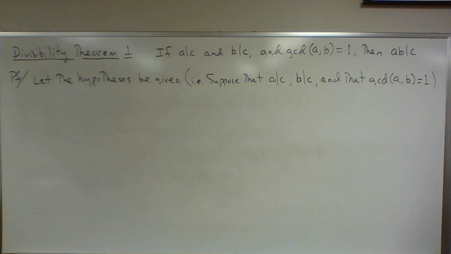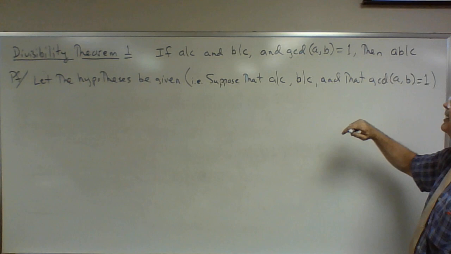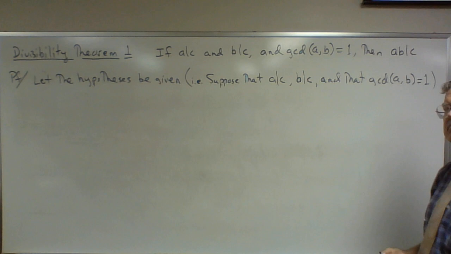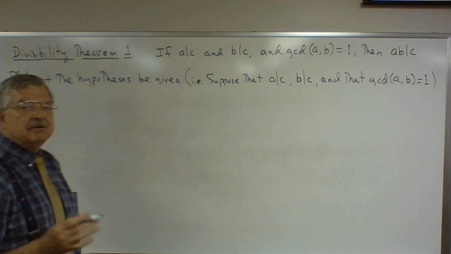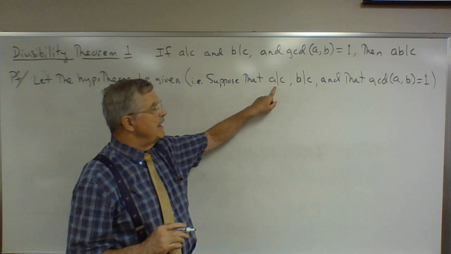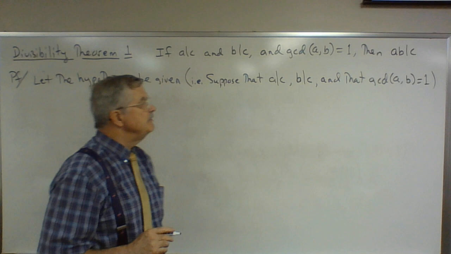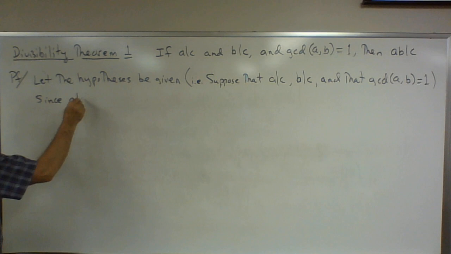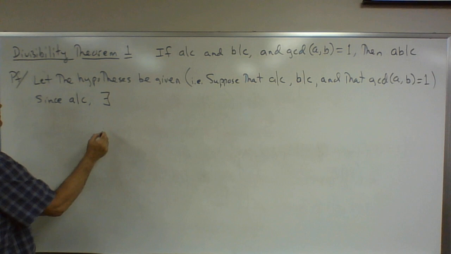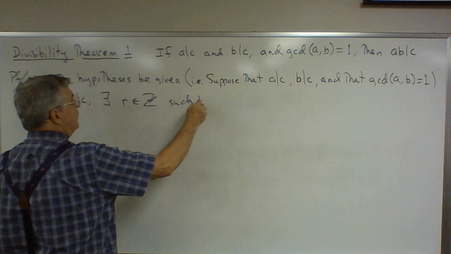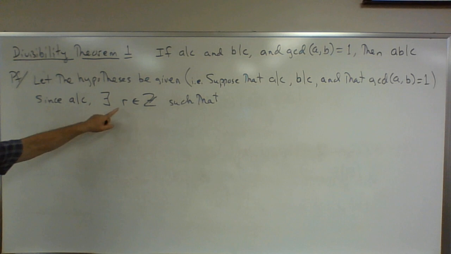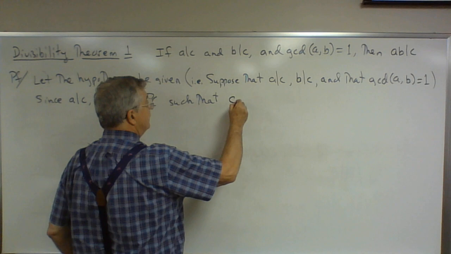So let the hypotheses be given. Suppose that A divides C and B divides C, and the greatest common divisor of A and B is 1. Okay. Time to take my foot off the chicken switch. I still don't have any idea what to do. So I'll just take my hypotheses and see where they lead me. A divides C. This means that there exists some integer, we'll call it R, such that C is equal to AR.